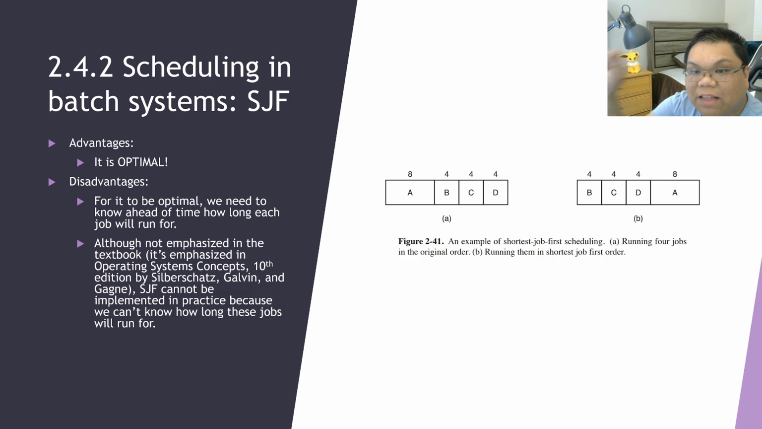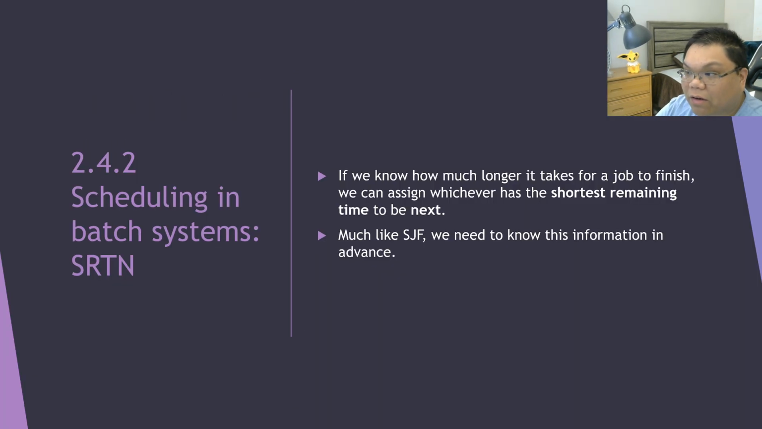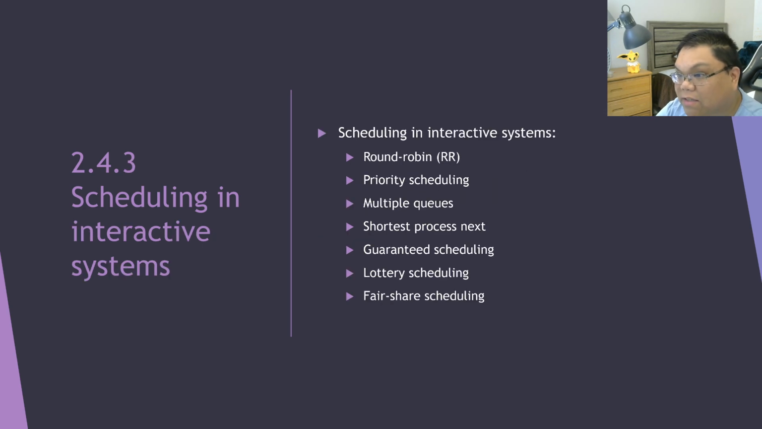However, it's not emphasized in this book. It is emphasized in the other operating systems book because we need to know this information ahead of time: how long processes are going to run. We can't implement SJF in practice because we cannot know how long these jobs will run for. We need a crystal ball for that, and crystal balls in computer science are reserved for thought experiments. There's something similar called shortest remaining time next, but again, we need to know this information in advance.